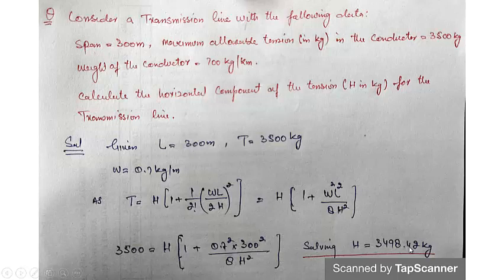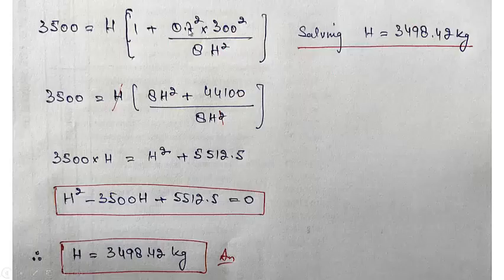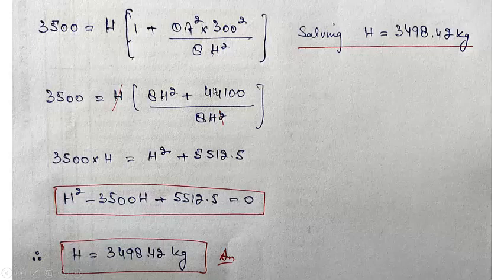And I have told you earlier that T and H are very close to each other. We can use them interchangeably, whether T or H. Otherwise you can convert this to a quadratic equation. When you simplify it, this will be 8 square plus this much. When you calculate it, it will be 44100, and H and H will cancel out. And when you open it up, this 8 and 8 will cancel out. And when you divide by 8, it will be 5512.4.